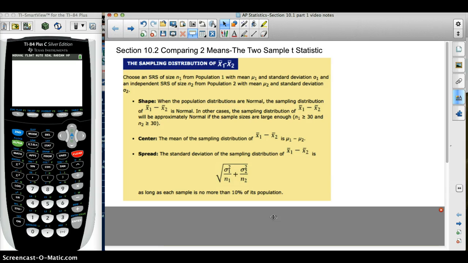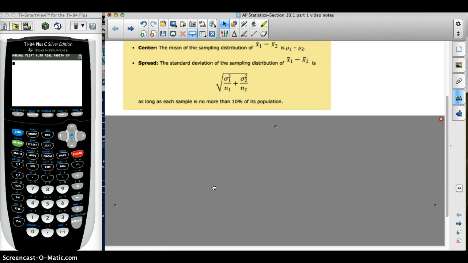In other cases, you may also have to look at the sample size for both to determine if it is large enough to be a normal shape. Okay, the center is the mean of your differences. So x bar sub 1 minus x bar sub 2 is actually mu sub 1 minus mu sub 2. In the spread, remember, we're using the standard deviation formula, standard deviation squared over your sample size, but we have to add them together because, again, we have two populations, and you want to take the square root of that sum, and make sure it's for no more than 10% of the population.